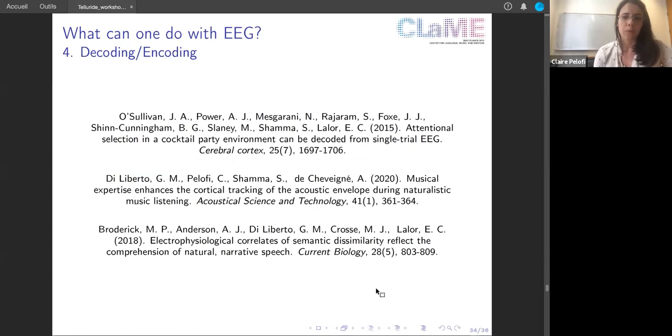I just want to point to these different papers that are also looking at decoding, whether envelope for the first two, or highly abstract information such as the semantic content of sentences for the last one, which are all Telluride babies in one way, because those people are Telluride people. So you're invited to check those out. Very interesting papers.